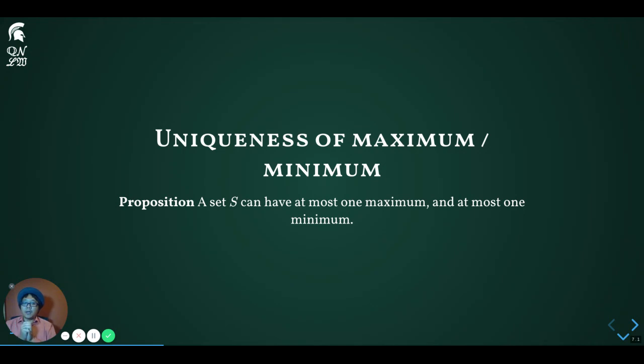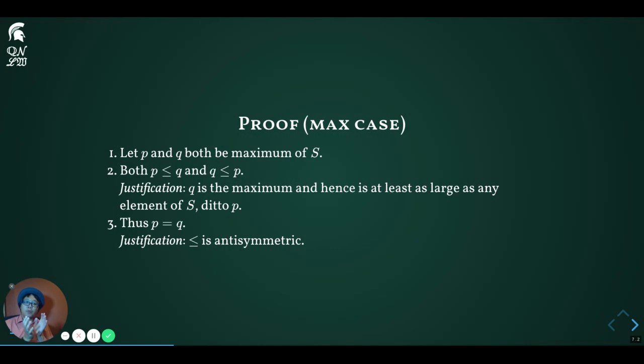We conclude by asserting the uniqueness of the maximum and minimum of a set. Proposition: a set can have at most one maximum and at most one minimum. We give the proof for the case of the maximum. The other is similar. The structure of this proof is typical of most uniqueness proofs. To prove that there is a unique element satisfying a certain condition, frequently we posit that P and Q are both elements that satisfy the condition, and try to prove that necessarily P and Q are equal.